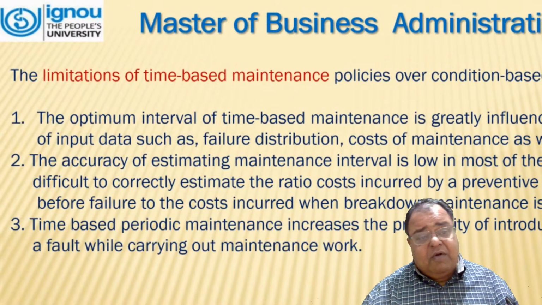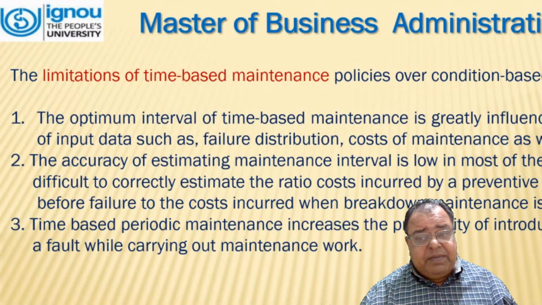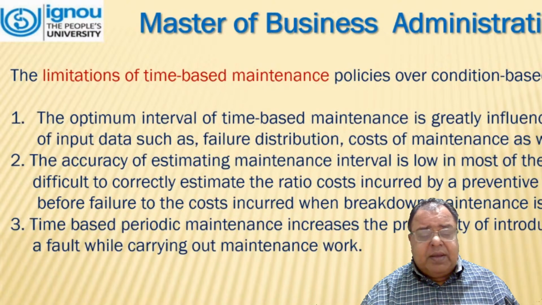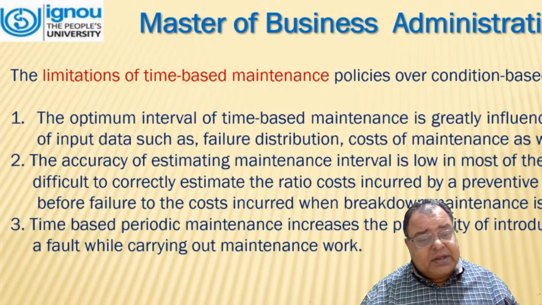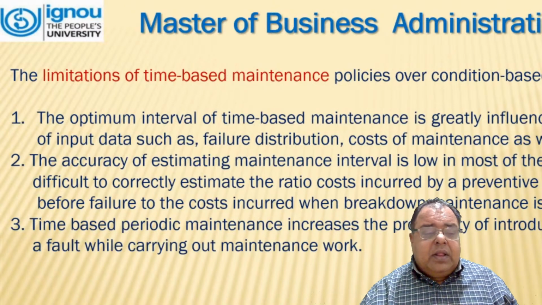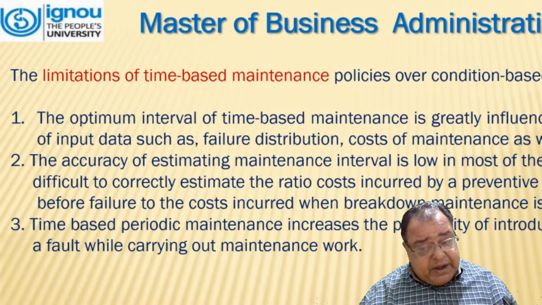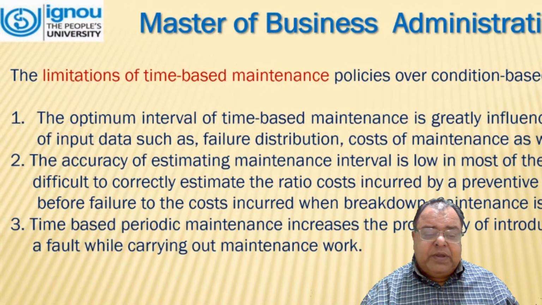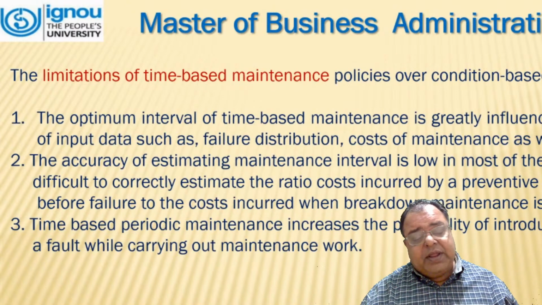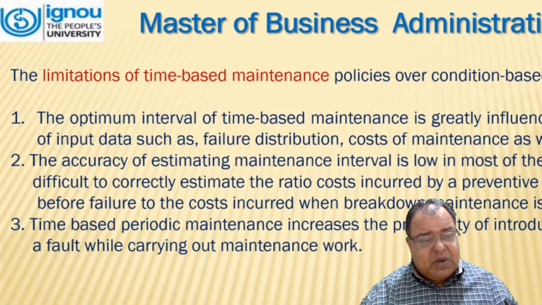The limitations of time based maintenance policies over condition based maintenance are: the optimum interval of time based maintenance is greatly influenced by the reliability of data input, such as failure distribution, cost of maintenance, as well as failure cost, etc. The accuracy of estimating maintenance interval is low in most cases, as it is very difficult to correctly estimate the ratio of costs incurred by a preventive replacement before failure to the cost incurred when breakdown maintenance is taken up. Time based periodic maintenance increases the probability of introducing a fault while carrying out maintenance work.